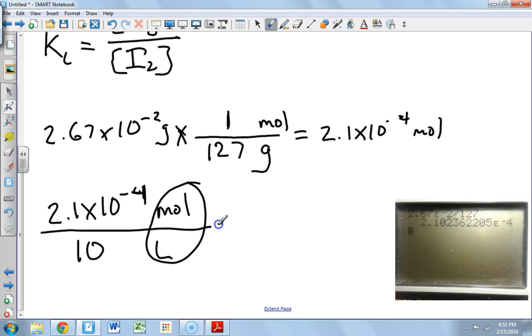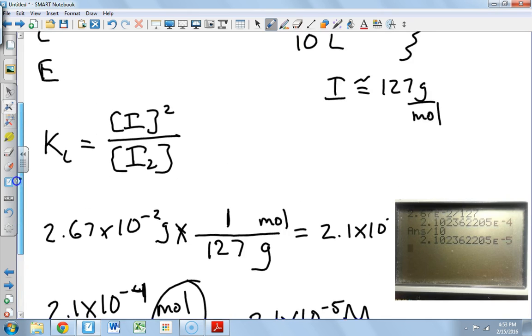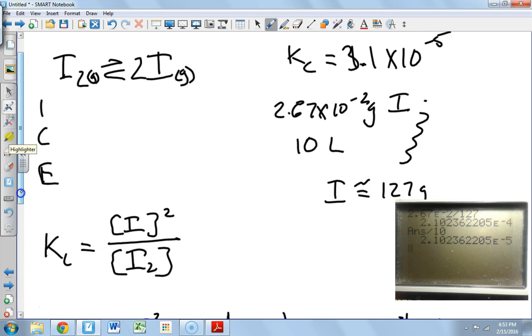Molarity is moles per liter, so we take that and divide it by 10, which means we're just going to move the decimal point over. So that's 2.1 times 10 to the minus 5 molar. Now we come back up here, and this means that if we started with 0 here, this is plus 2x, so this is 2.1 times 10 to the minus 5.